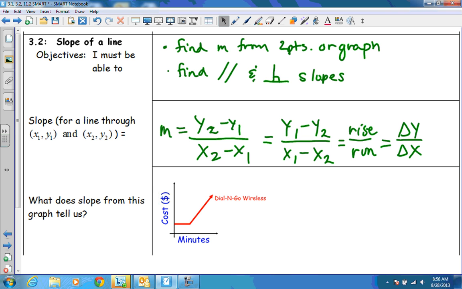All right. So slope is just meaning that you have a rate of change. So what does slope from this graph tell us? We're looking at this graph as we go. What are we finding as you go along? Well, this is minutes, this is cost, right? The cost per minute. Awesome. So you can find how much it costs per minute for this dial-a-phone to go wireless.